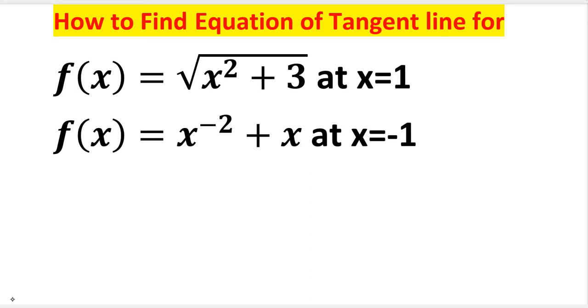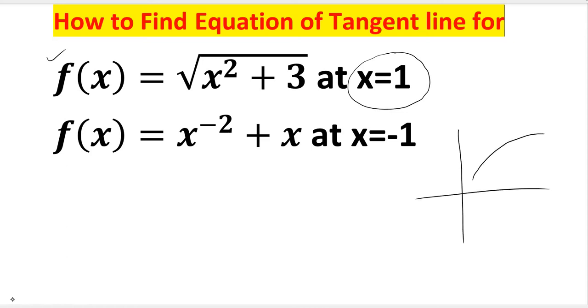Hello everyone. Today we are going to learn how to find the equation of a tangent line when you are given a function f of x, and the point we require is at x equals 1. A tangent line to any curve, at any point such as x equals 1, is a straight line that touches the graph at only one point.